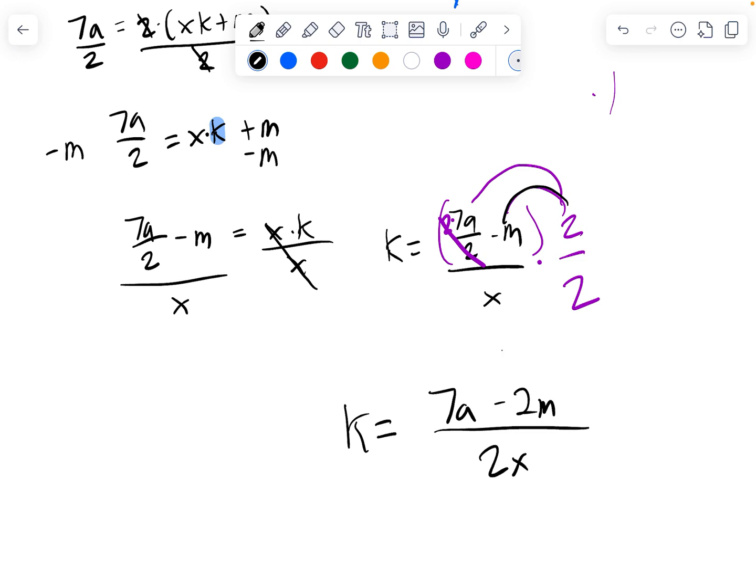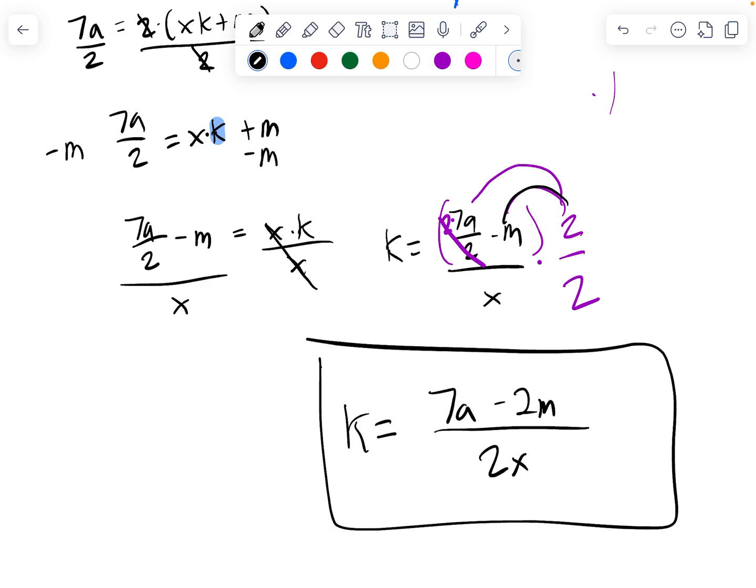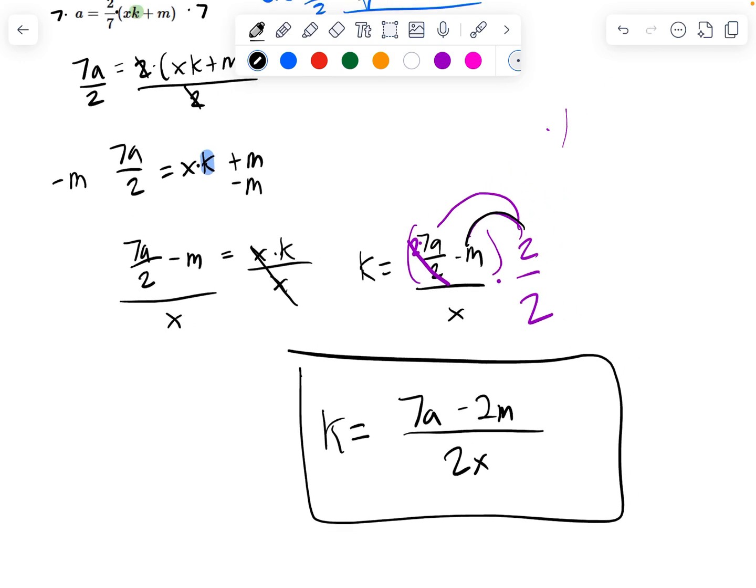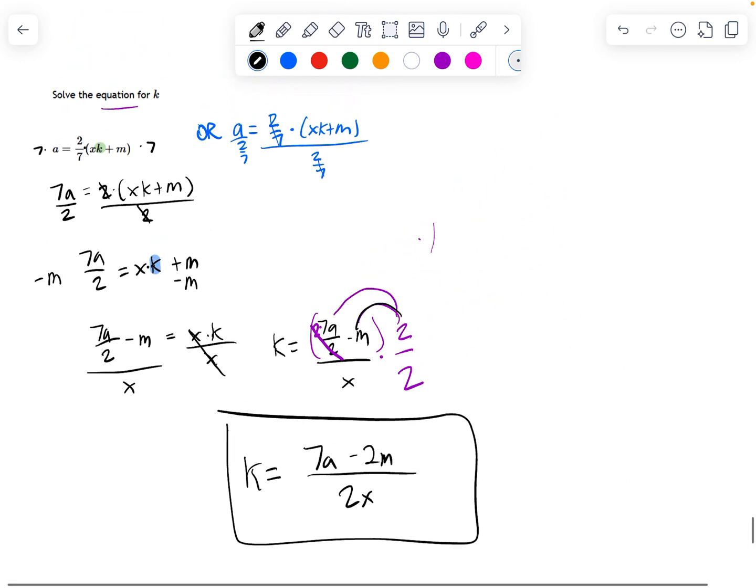Now keep in mind, because that is subtraction, no, you cannot cross out those 2's. That's not a valid move, because it's subtraction. If it's multiplication, yes. Subtraction and addition, no. So there you go. Final answer, that is as good as it gets. That's totally simplified. You don't have compound fractions. It's a single fraction. Nothing simplifies. You're good to go. And there's your solution for k.